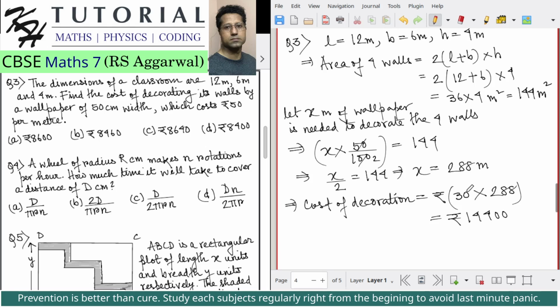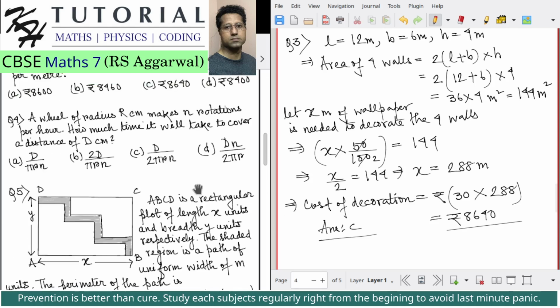So how much is 288 multiplied by 30? It is 8640. 8640 rupees is the total cost. So the answer is choice C. Choice C is the answer. Okay, let's see the next problem.